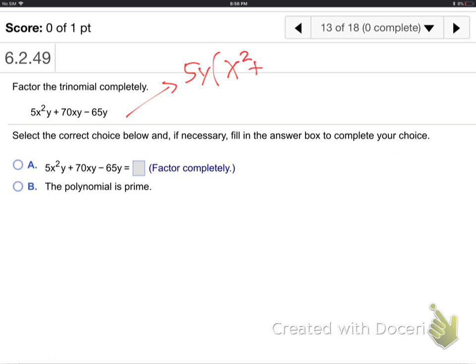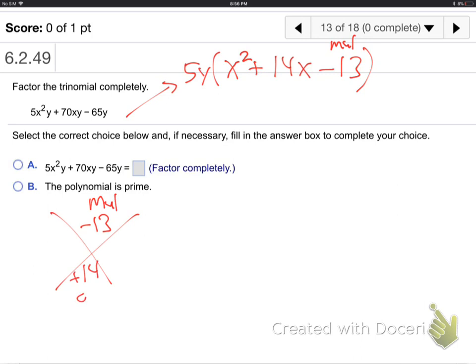X squared plus, use your calculator, what's that? 14x and minus 13, I think. Good to there? So that's the one parenthesis step. Now do the two. So do the diamond thing. What multiplies to be minus 13? What adds to be plus 14? So what two numbers do that? What two numbers multiply to be 13 and add to be 14? 1 and 13. 1 and 13.